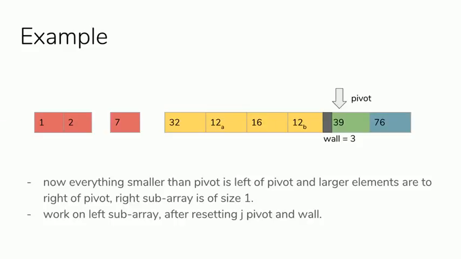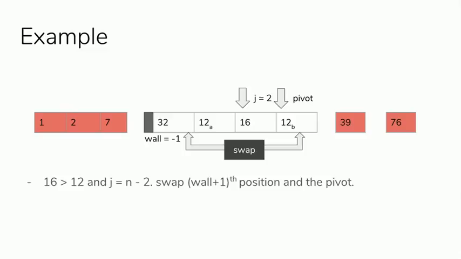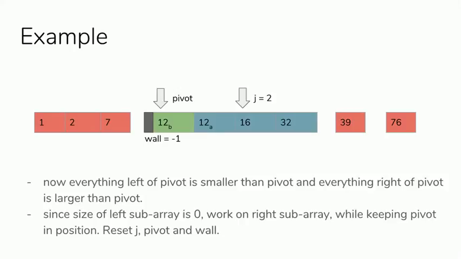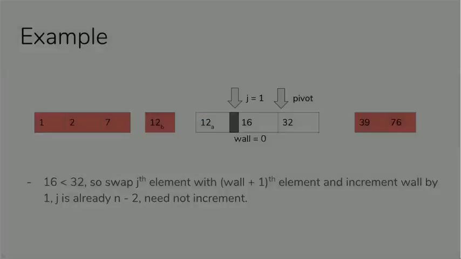And now we have a right subarray of size 1 and a left subarray of size 4, which are the yellow elements. So similarly, we will only need to work on the left subarray this time round. So when we reach 12a, we actually increment j since we only put elements smaller than the pivot in the left subarray. So with the comparisons done, we will swap the pivot again, and now we have a right subarray of size 3. And of course, partitioning occurs again.